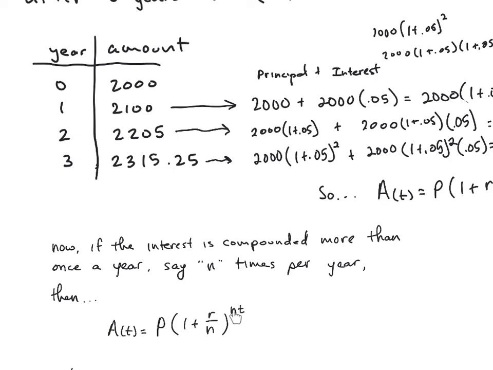So if it's compounding monthly, then n times a year is 12. So your interest rate is going to be divided over 12 compounding cycles because it's 12 times a year. So it's interest rate divided by 12. But then the number of times it compounds is the number of years multiplied by 12 because it's 12 times per year. So this is the compound interest formula we're going to use, assuming that the interest is going to compound more than once a year, let's say n times per year.